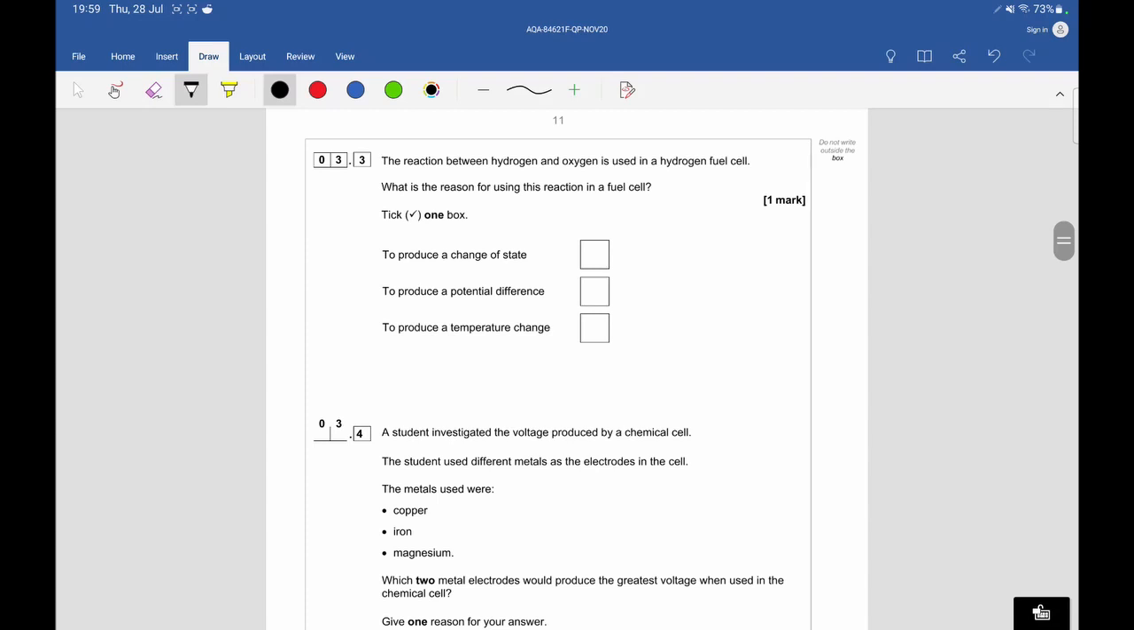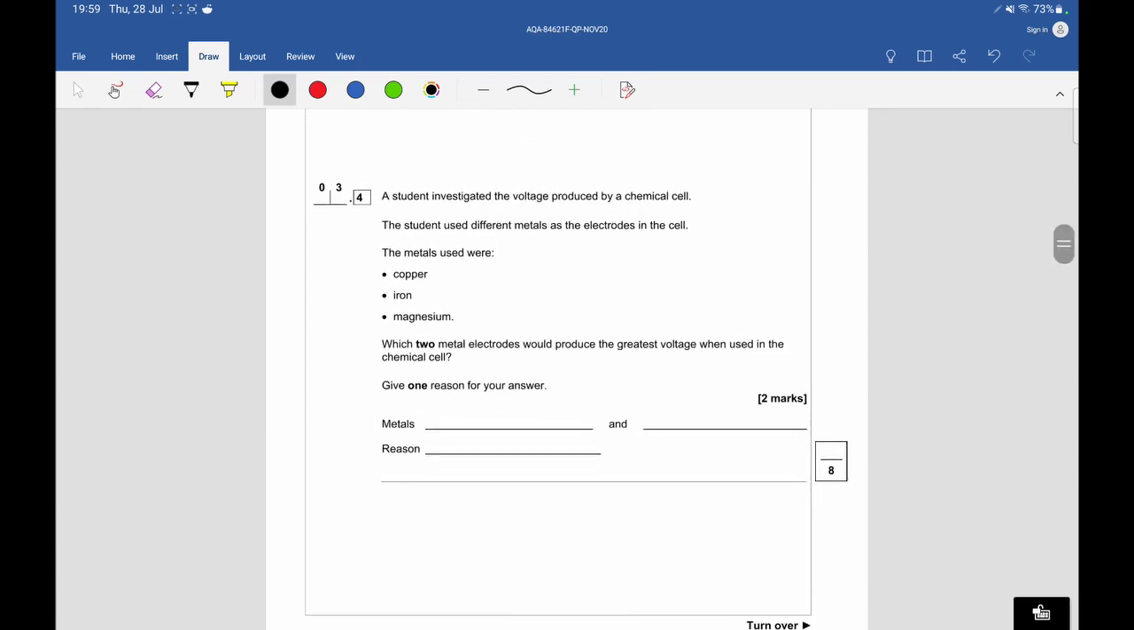Question 3.3 says the reaction between hydrogen and oxygen is used in hydrogen fuel cells. What's the reason for using this reaction in a fuel cell? The reason we use this reaction in a fuel cell is because it produces a potential difference. Question 3.4 says a student investigated the voltage produced by a chemical cell.